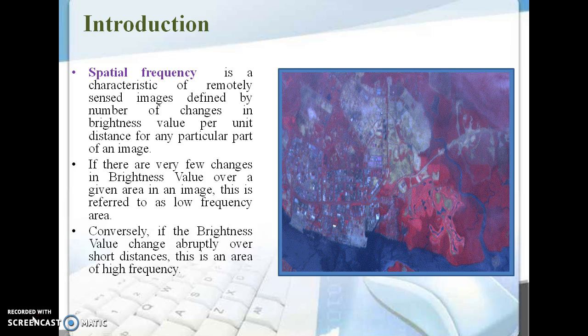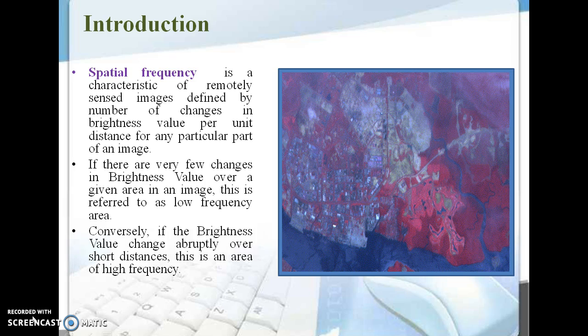If the changes in the brightness value are very little over a given area in an image, this is referred to as a low frequency area. Contrary to this, if the changes in brightness value are abrupt or rapid over a short distance, this is an area of high frequency in the image. So, spatial frequency is expressed by the number of cycles of alternating dark and light bars per degree of visual angle.